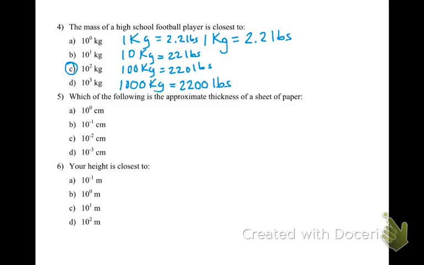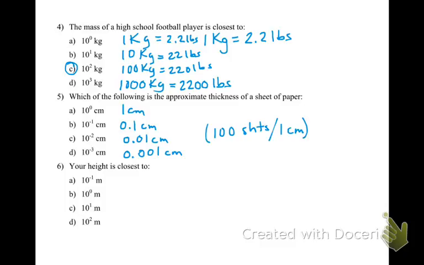Let's see, which of the following is the approximate thickness of a sheet of paper? So we've got 1 centimeter, 0.1 centimeters, 0.01, 0.001 centimeters. All right, so this one's definitely tricky, but it's about 100 sheets of paper per 1 centimeter. So C actually makes the most sense. That one's a little tricky.